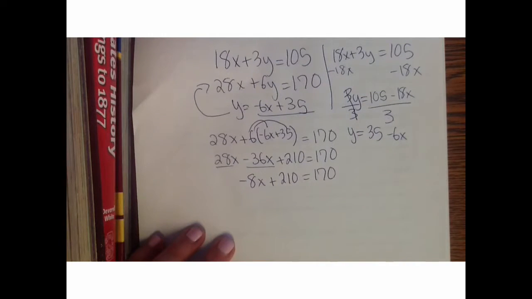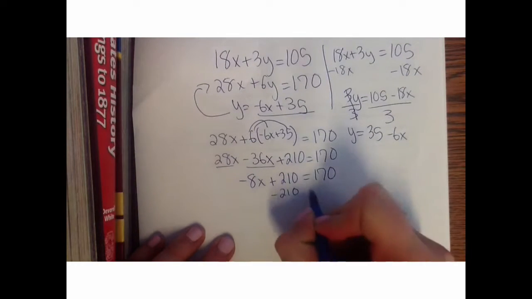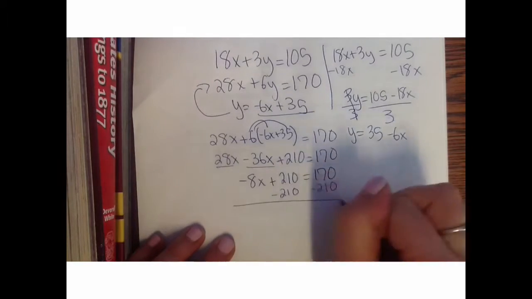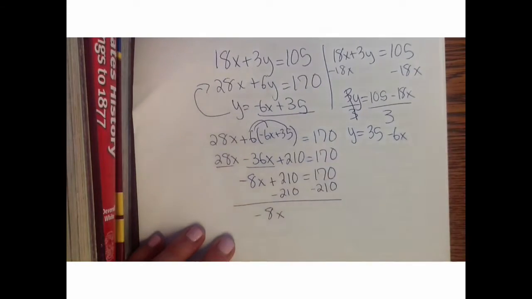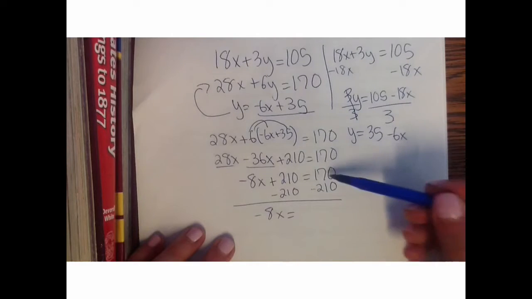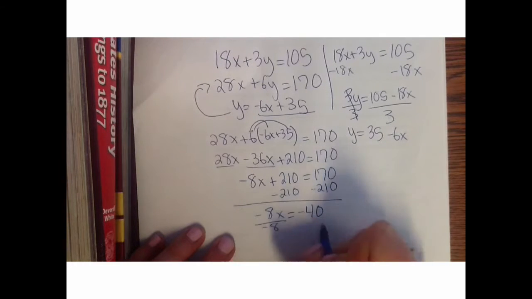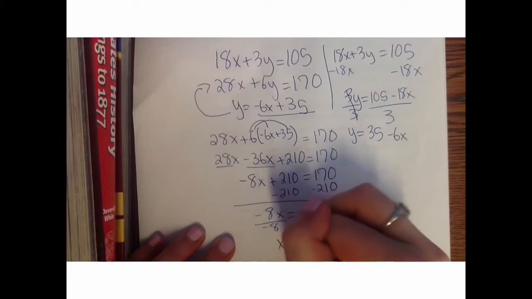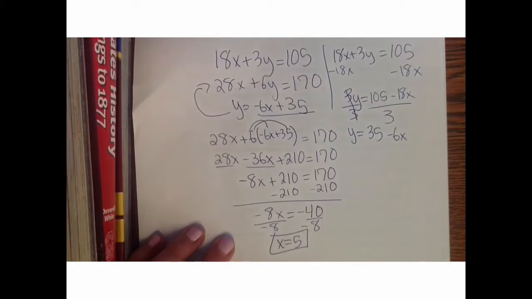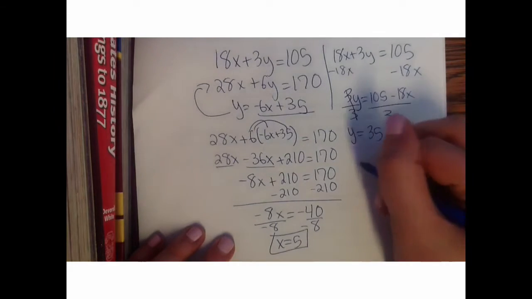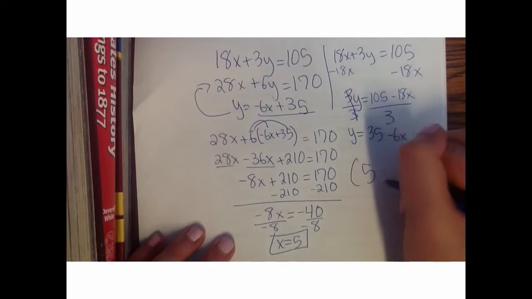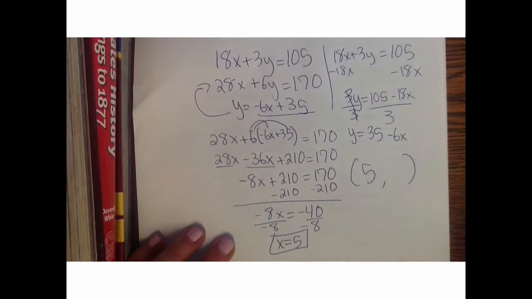Now I'm going to solve for x. Subtract 210 from both sides. I'm left with negative 8x equals 170 minus 210, which gives me negative 40. I solve for x by dividing by negative 8. If I do that, x comes out to equal 5. Now, that's only half of my solution. I know what my x value is. I need to figure out what my y value is.